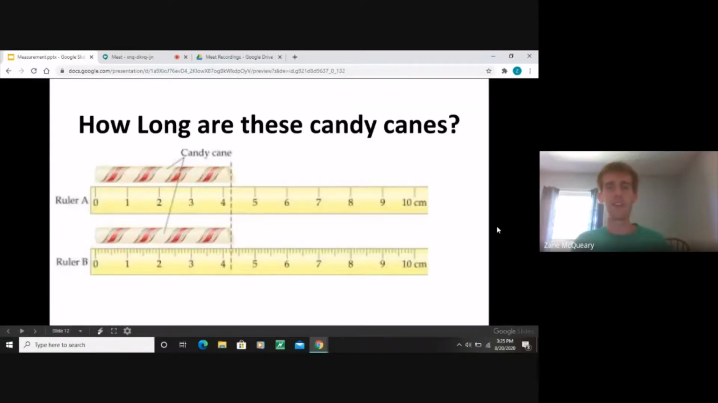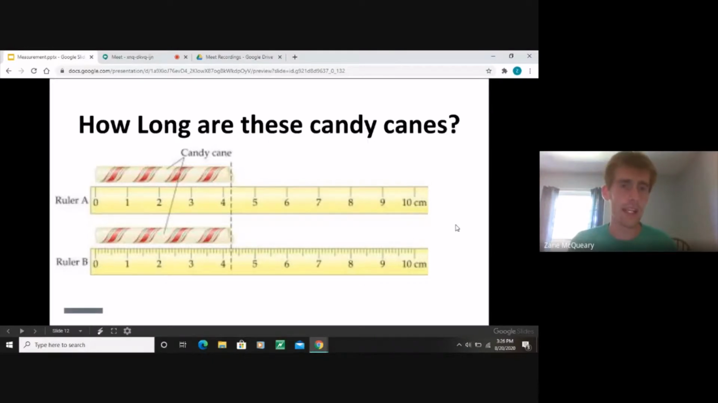All right, let's do another example here. How long are these 2 candy canes? And I'm going to go ahead and tell you they're the exact same length. Watch this, though. All right, so ruler A measures in terms of centimeters. So there's not a whole lot of precision in this one. Down here at the bottom, though, we measure to the nearest 1/10 of a centimeter. That's a big difference. We're going to see here why.